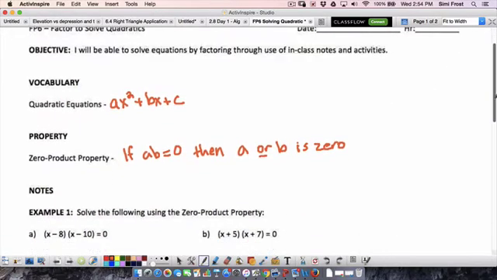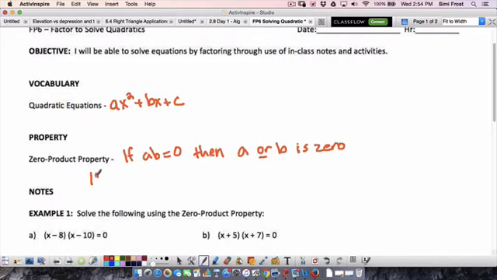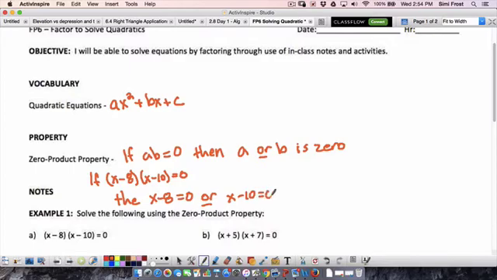So another example, if x minus 8 times x minus 10 equals 0, then x minus 8 has to equal 0, or x minus 10 has to equal 0. At least one, if not both of them.